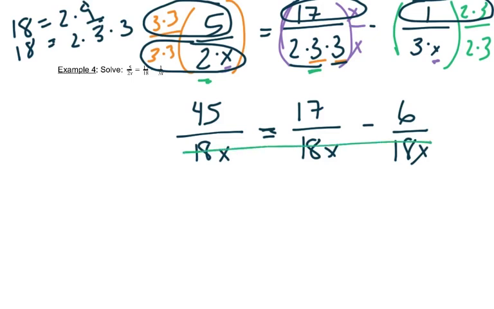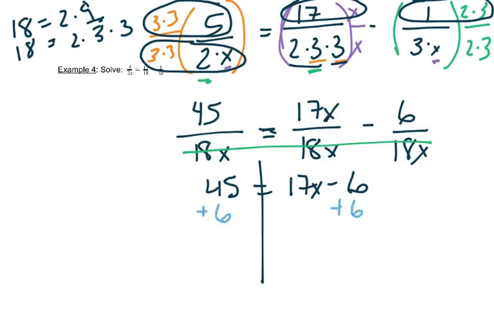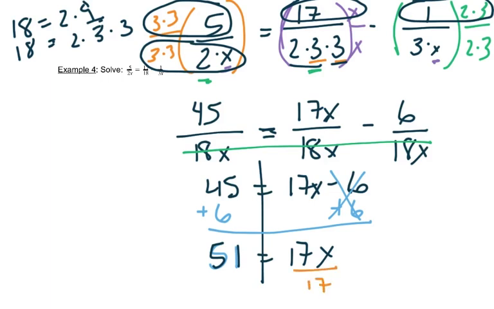Now once the denominators match, we can cross through them. And so our problem is really just, oh, I forgot to write the x there, 17x minus 6. I'll draw my line down. There's no other x's to combine, so I'll just start by moving that plus 6 to both sides. And that gives me 51 over here equals 17x. And then I can divide both sides by 17. And then x equals 3.